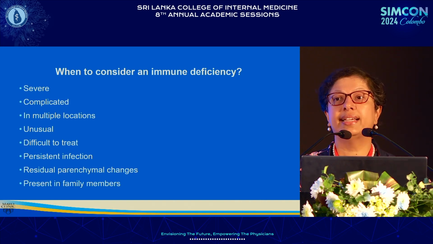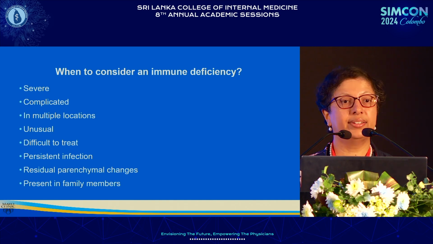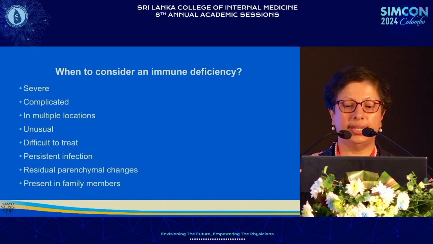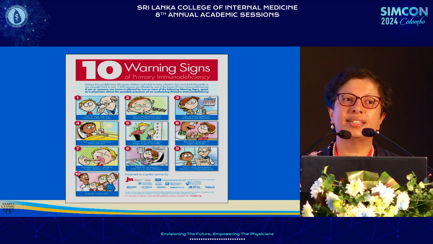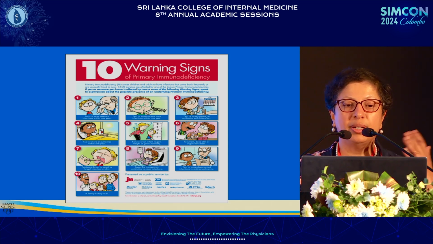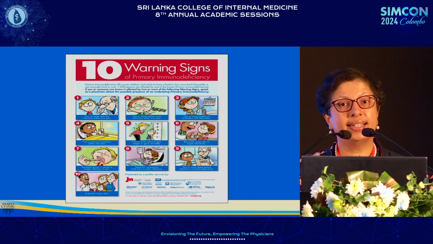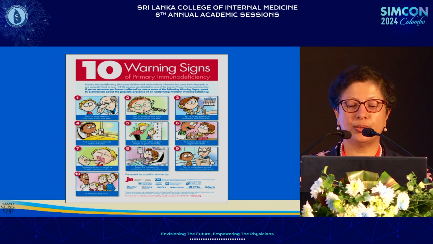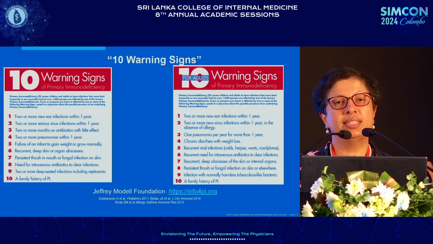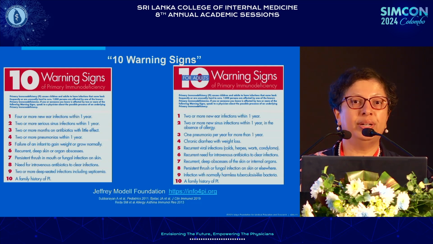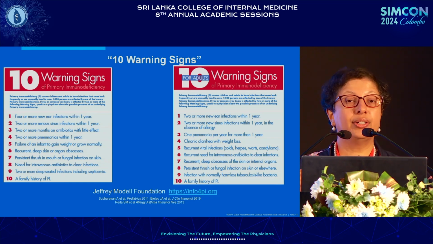And the final thing is, if it is present in multiple family members, that's again a red flag for an inherited genetic issue, so you should think about an immune deficiency disorder. This is a slide of 10 warning signs in a child who could have an immune deficiency disorder: if they have multiple ear infections, if they've needed IV antibiotics with hospitalization, or they've had sepsis episodes. But in the interest of our audience here, the Immune Deficiency Foundation came up with not only 10 warning signs in children, but also 10 warning signs in adults, which I want us to focus on. You've had multiple infections per year, you've needed longer antibiotics, you've had chronic diarrhea with weight loss, so that's another sign that you could have an immune deficiency disorder.